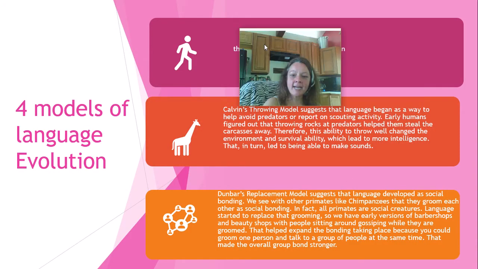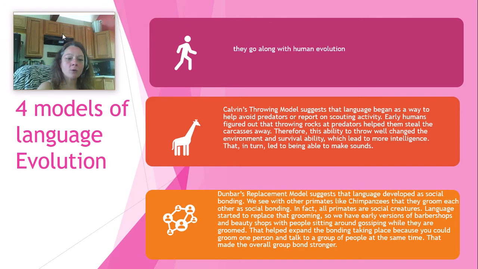All right, so next we have four models of language evolution, and we'll wrap it up here with these four models. Basically, these models go along with human evolution, okay? Our first one is the Calvin throwing model. With the Calvin throwing model, Calvin said that it was a way for hunting parties and scouting parties to avoid predators.